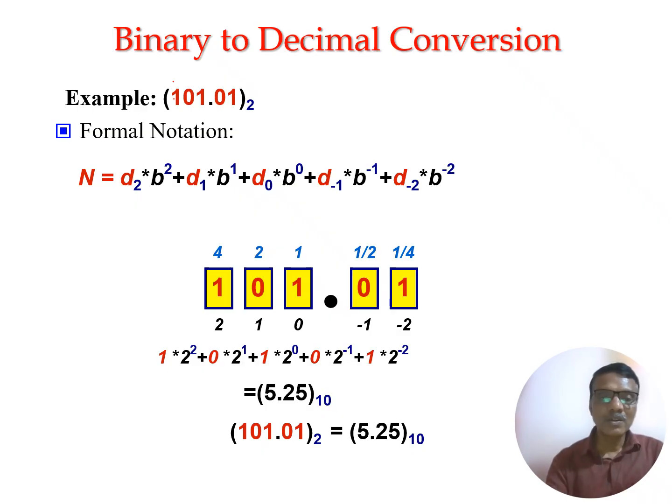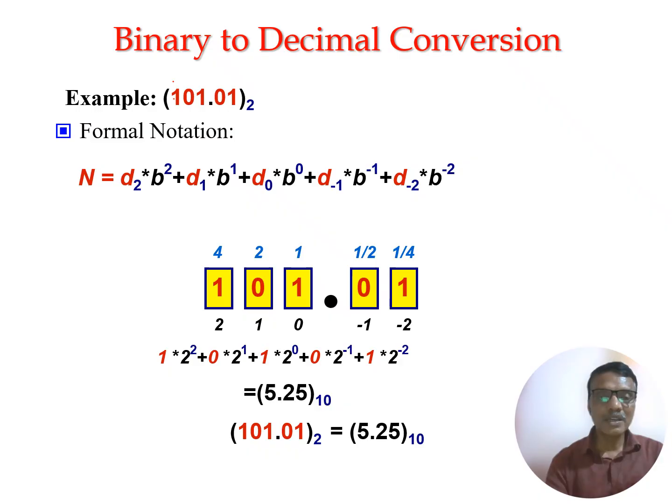So 1 into 2 power 2 plus 0 into 2 power 1 plus 1 into 2 power 0 plus 0 into 2 power minus 1 plus 1 into 2 power minus 2. So 2 power minus 1 is nothing but 1 by 2. The 2 power minus 2 is nothing but 1 by 4. So likewise here, we know 2 power 0 is equal to 1 and 2 power 1 is 2 and 2 power 2 is 4. So this value is given. So for simple understanding.